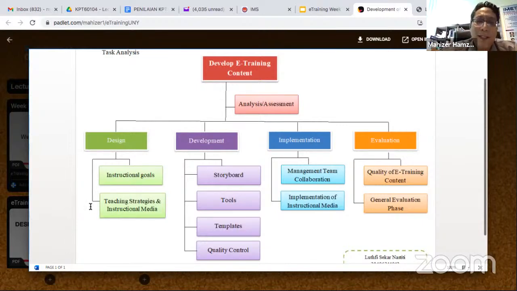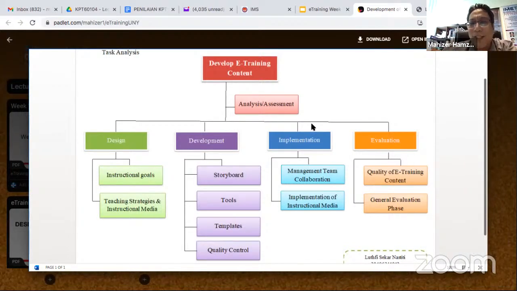Okay, at the end of the lesson for unit 2, the learner, the trainee, knows how to develop a storyboard. Now, how to use the different tools to develop content, maybe know how to use templates, and then how to identify or create quality modules, for example, quality e-training content. And then they know how to do the implementation.